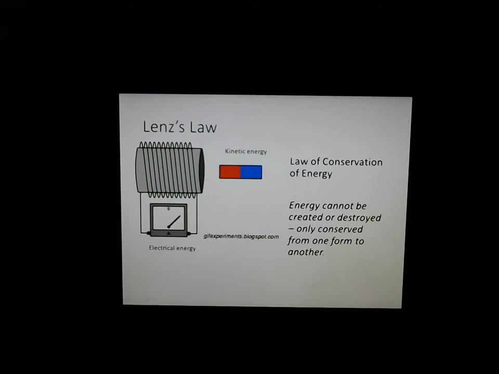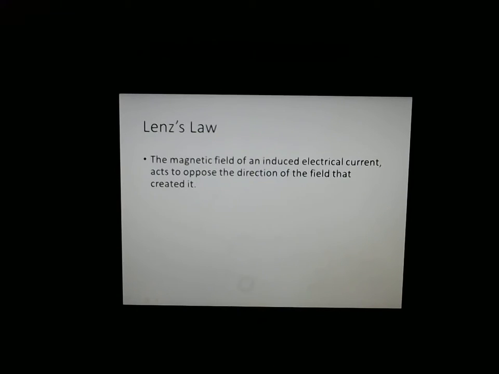Lenz's law is the solution for this conundrum. Lenz's law states that the magnetic field direction of an induced current opposes the magnetic field that created it. So here's a bit more formal definition. The magnetic field of an induced electrical current acts to oppose the direction of the field that created it.